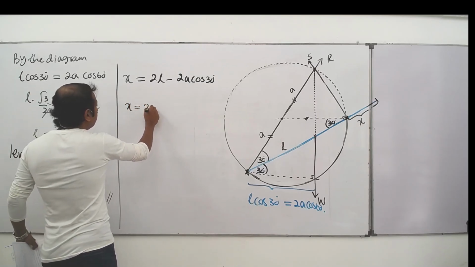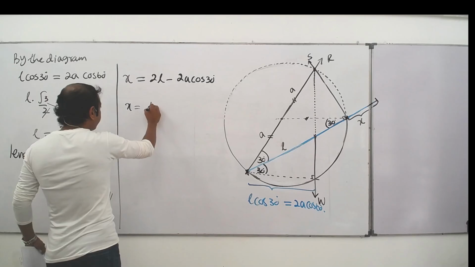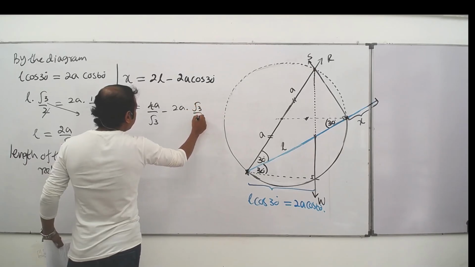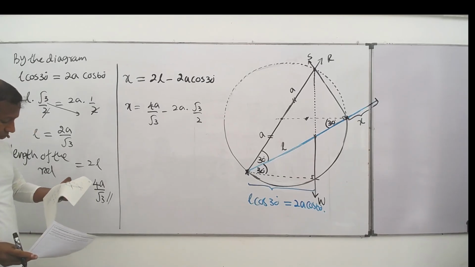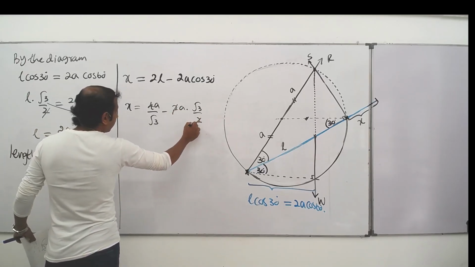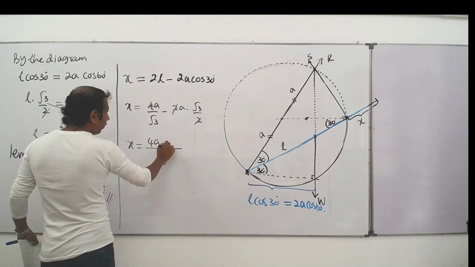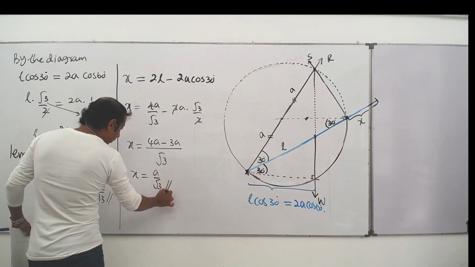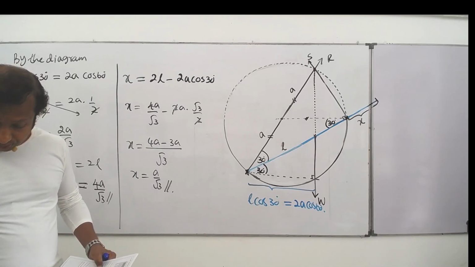x equals 2 times 2L we know. 2L means 4a over root 3, minus 2a cos 30, root 3 by 2. Right. So then we get x. 2 and 2 you can cancel down. X is 4a minus 3a over root 3. X equals a over root 3. Right? Yes. That we can take as the answer.